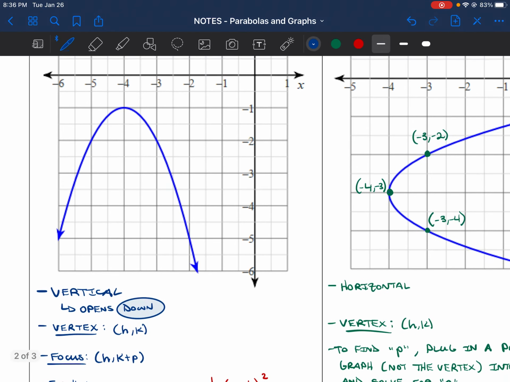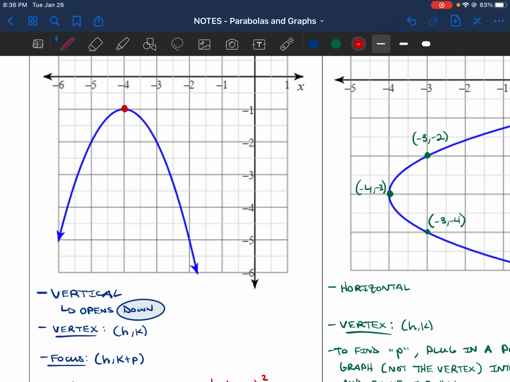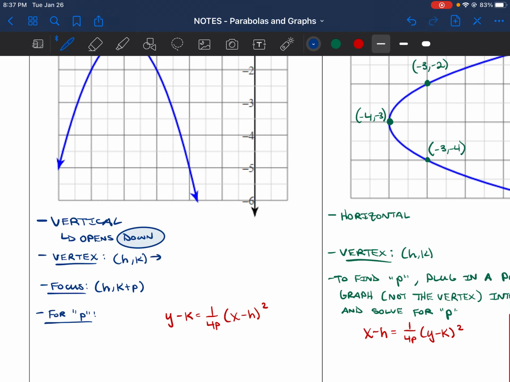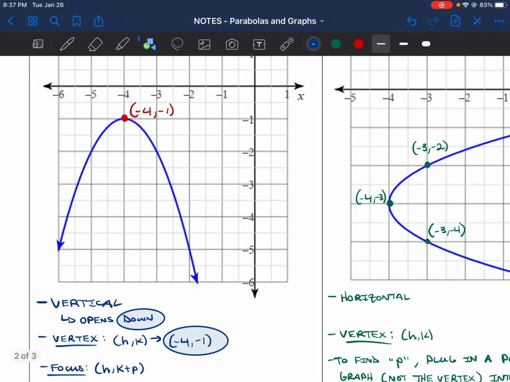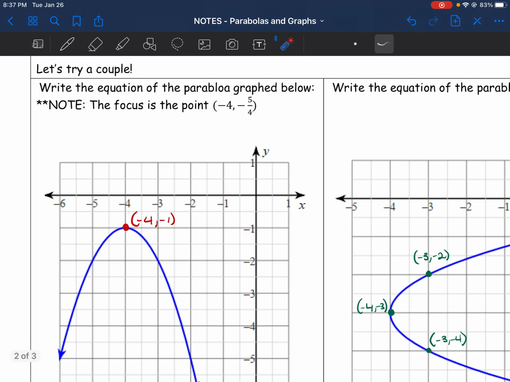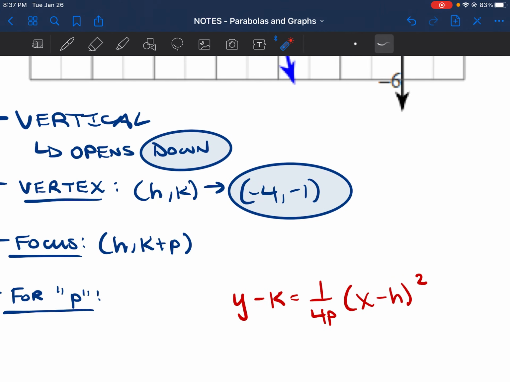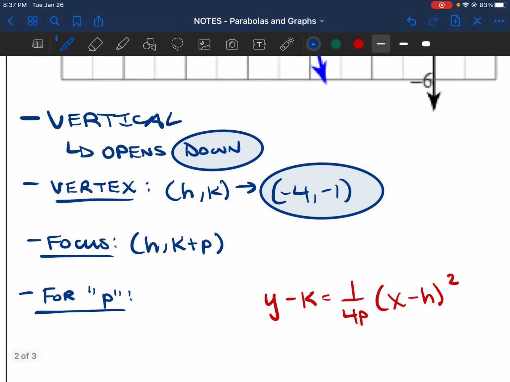We can see the vertex pretty clearly. The vertex is the point -4, -1. So let's go ahead and write in that vertex, h, k is -4, -1. Circle that. That's a pretty important piece of information. Now, we were given some additional information in the form of the focus. The focus is the point -4, -5/4. Now, for a vertical parabola, the focus is given by h comma k plus p. So h comma k plus p is that point -4, -5/4.